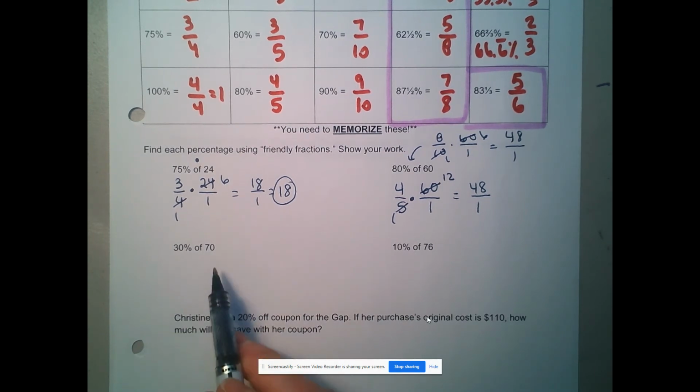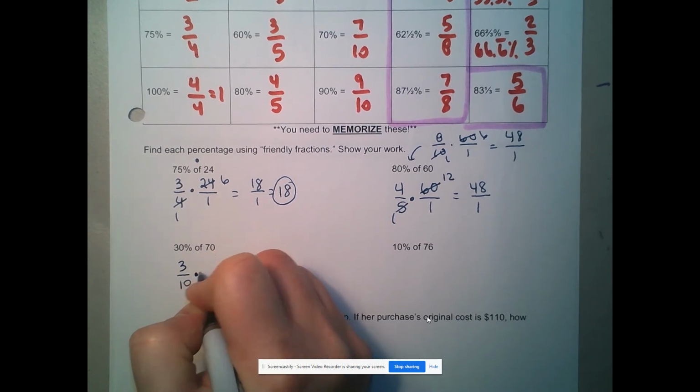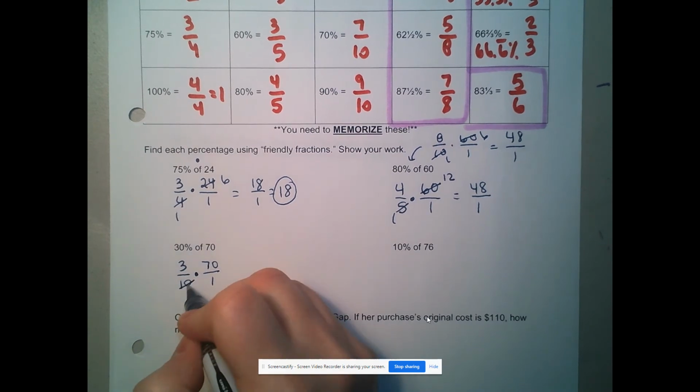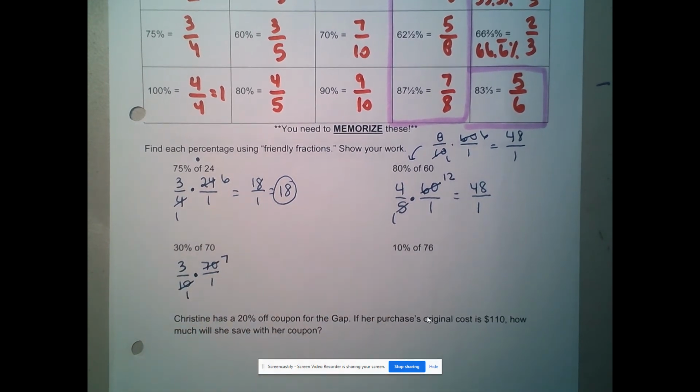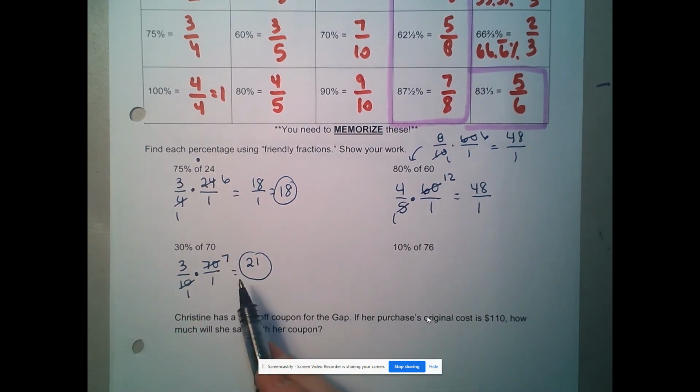30% of 70. So instead of 30%, I'm going to use 3/10 of multiplication. And there's my 70, just writing it as 70 over 1. 10 and 70 both divisible by 10. And 3 times 7 is 21. Now, if you had written 21 over 1, you would then get to 21 as your final answer.